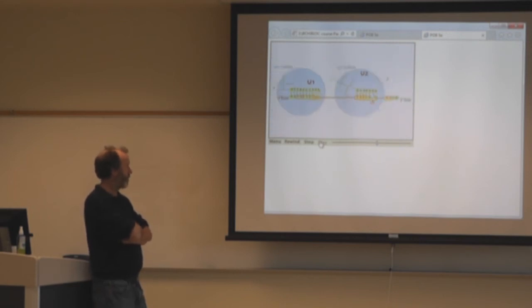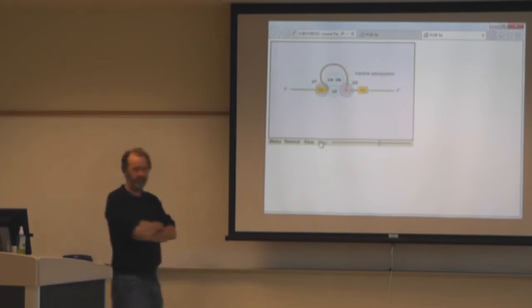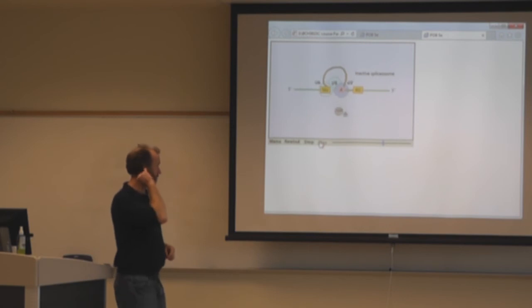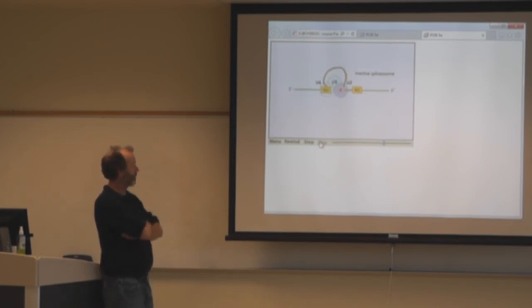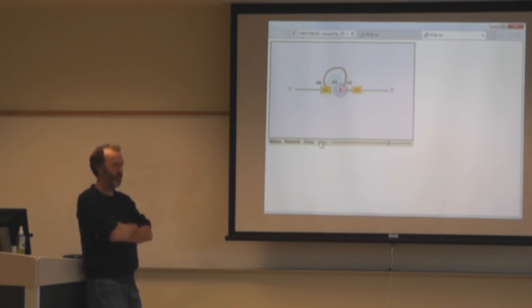The whole structure rearranges as U4, U6, and U5 enter the site to form an inactive spliceosome. The spliceosome rearranges, expelling U1 and U4, and leaving U6 paired with the 5' splice site and with U2. The rearranged spliceosome is now active. Although ATP is required for assembly of the spliceosome, the following splicing reactions do not seem to require ATP.